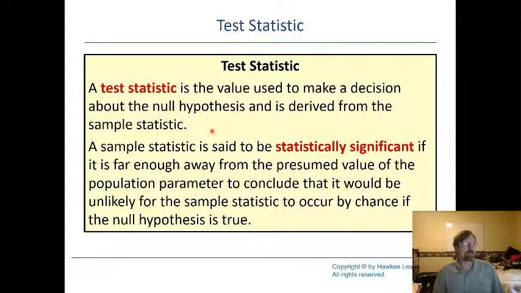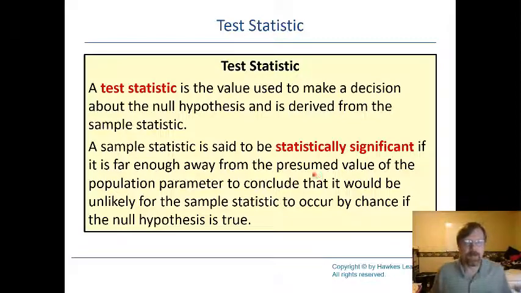Okay, so with some new terminology again, we've got a test statistic, and that's the value that's used to make a decision about the null hypothesis, and it's derived from the sample statistic. A sample statistic is statistically significant if it is far enough away from the presumed value of the population parameter to conclude that it is. Well, I don't need to read that for you.